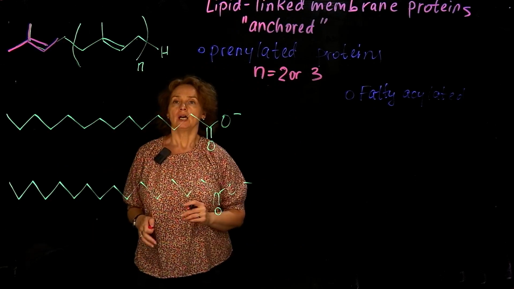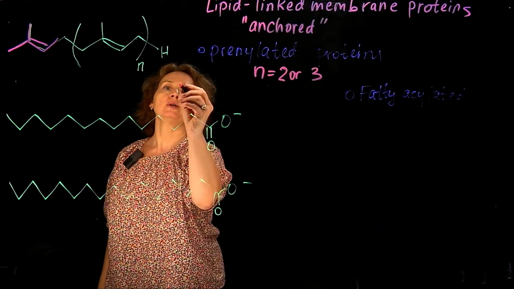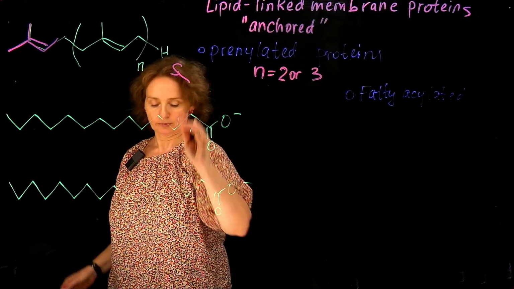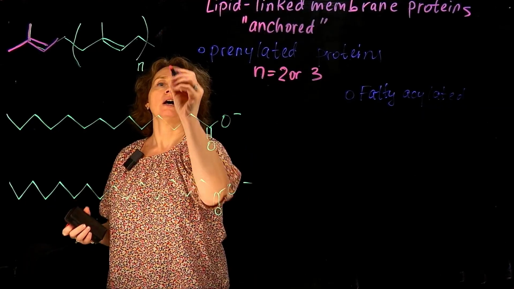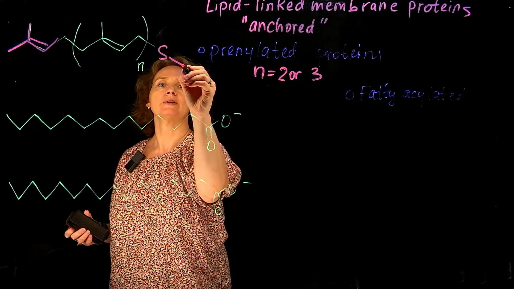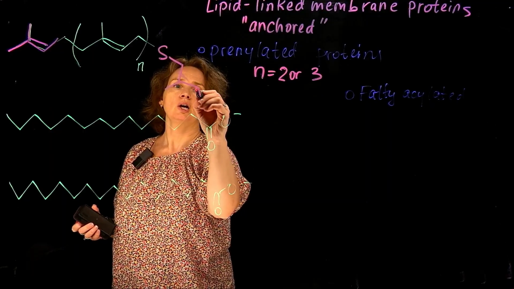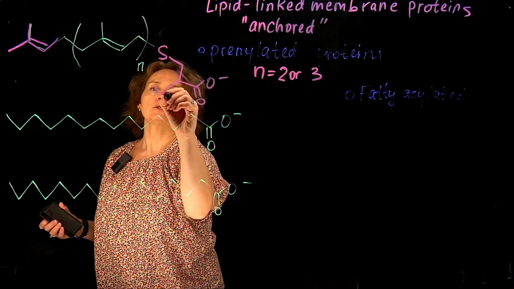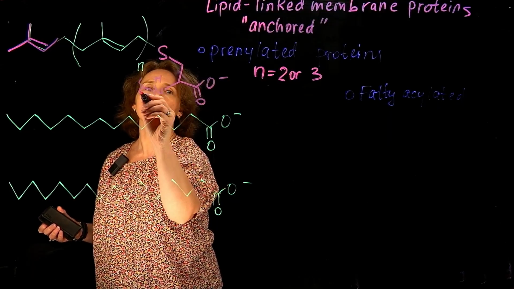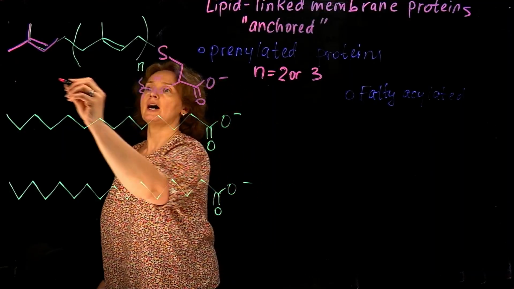The attachment for those isoprenoid units will be through the cysteine residue, and I will need to erase that hydrogen, and show that here I have that cysteine residue, which becomes a terminal residue of that protein, the C-terminal residue of the protein. And the linkage here is thioether.